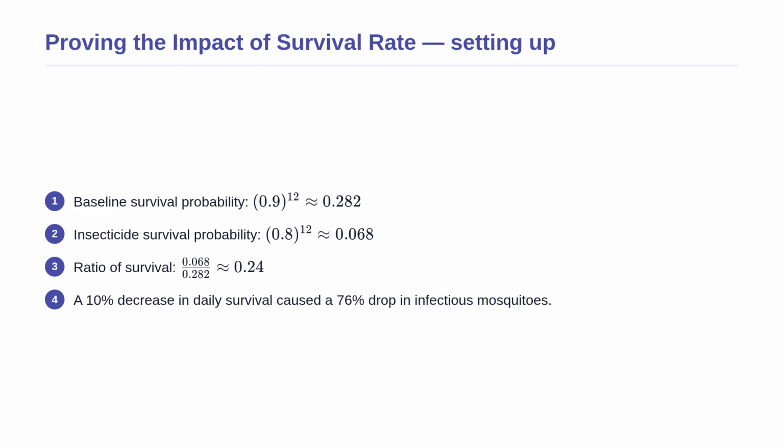If we take the ratio of these two probabilities, we see that a mere 10% decrease in daily survival caused a massive 76% drop in the number of mosquitoes that actually live long enough to become infectious. This proves the extreme vulnerability of the mosquito during the incubation period because the survival rate is raised to an exponent.